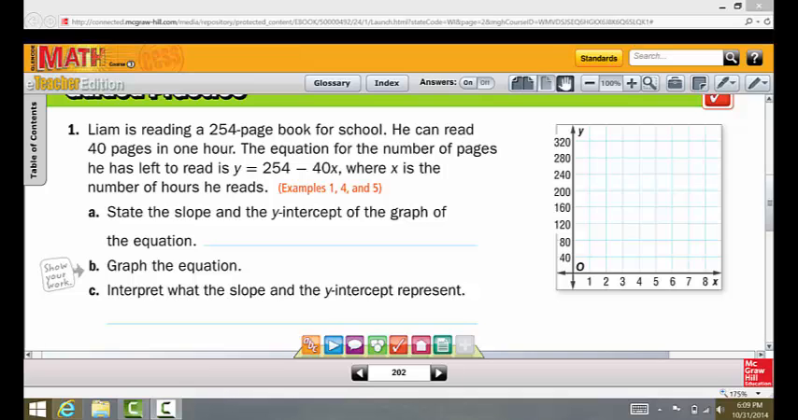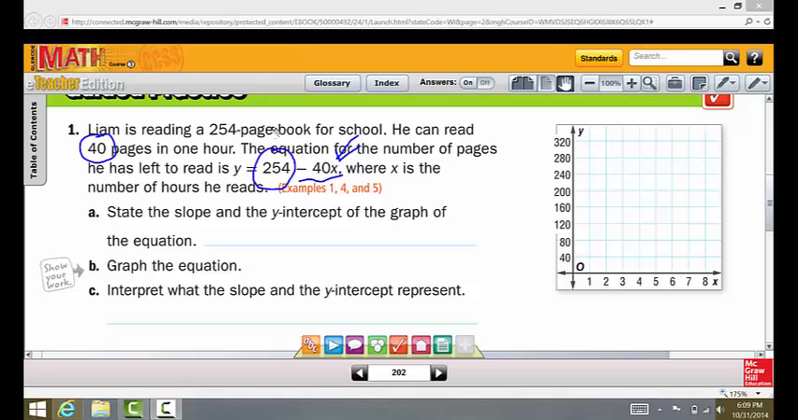Our first problem is Liam is reading a 254-page book for school. He can read 40 pages in 1 hour. The equation for the number of pages he has left to read is 254 minus 40x, where x is the number of hours he reads. So he reads x hours. We're going to subtract 40 times every hour he reads from the starting value of 254 because he has 254 pages to read at the beginning.